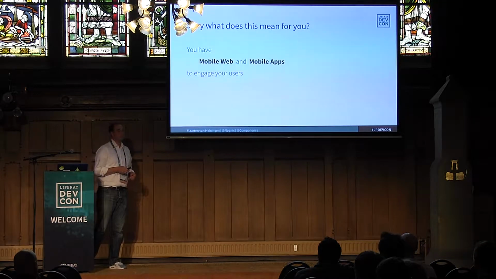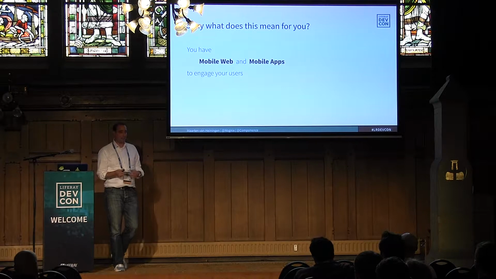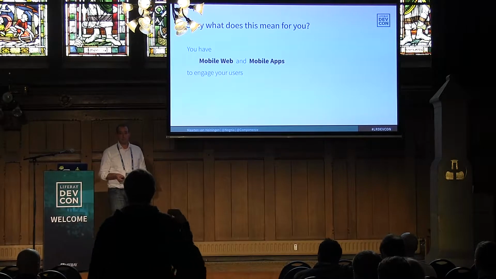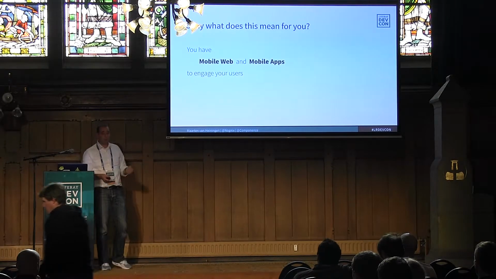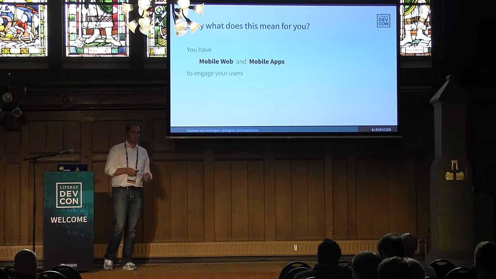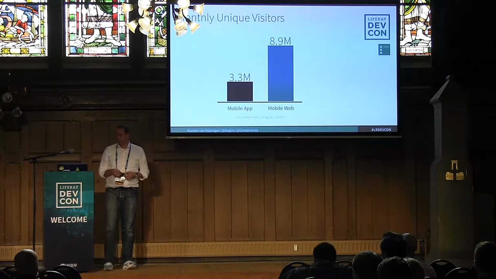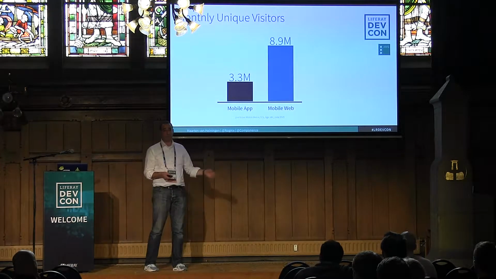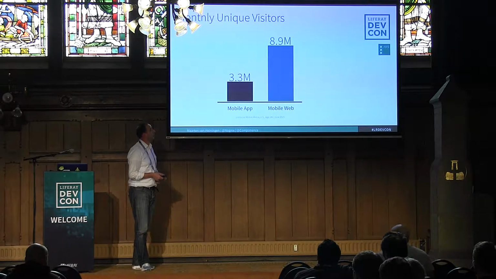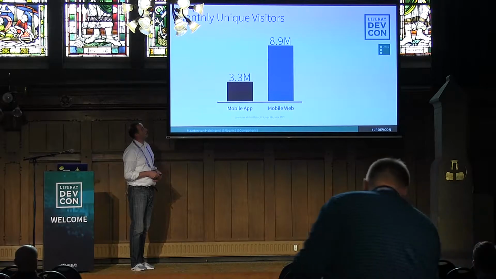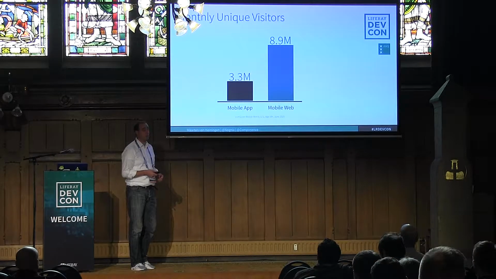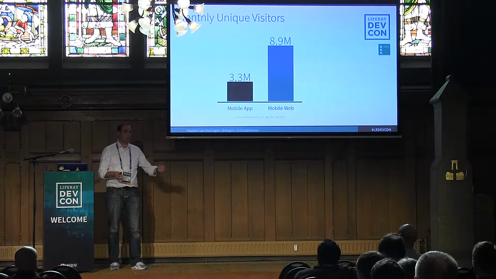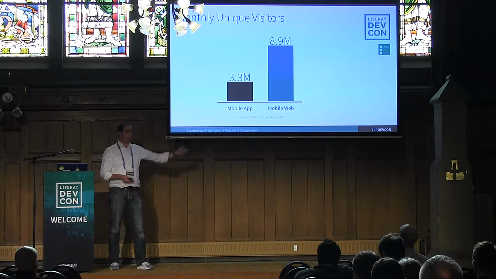So, for you in the Liferay setting, how can you make sure you interact with your users? You have two options, you have mobile web, or you have mobile apps. These are old statistics, basically 2015, but they're still somewhat accurate. So you have more than 3 million app visitors, and you have 9 million web visitors. And your first suggestion would be, let's go for responsive, because the numbers are higher.